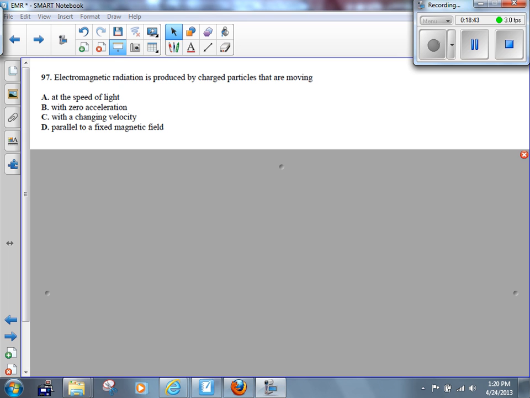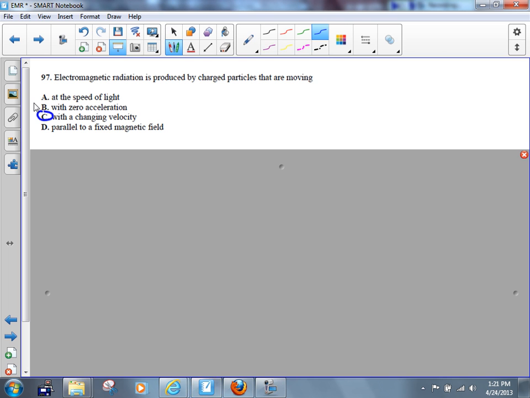All right, let's take a look at this one. It says EMR is produced by the charged particles that are moving what? A, at the speed of light, B, with zero acceleration, C, with a changing velocity, D, parallel to a fixed magnetic field. How many people said A for this one? B, C, and D. Good. C is the correct answer.